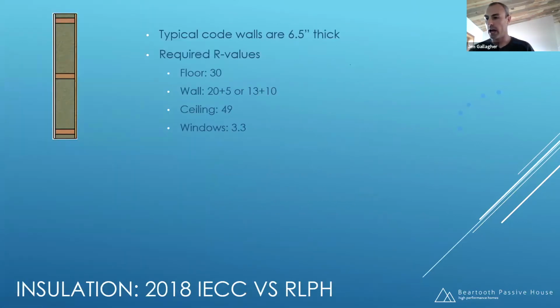All right, now I said we need to insulate a lot, right? Especially in Montana because it's cold. So 2018 IECC, which is the International Energy Conservation Code, for our climate zone, typical walls are 6.5 inches thick. You've got a 1/2 inch sheathing, a 5.5 inch wall, and a 1/2 inch drywall, right? So the required R values for your different assemblies in the 2018 IECC need an R value of 30. You can see what it is for the wall and the ceiling and the windows.